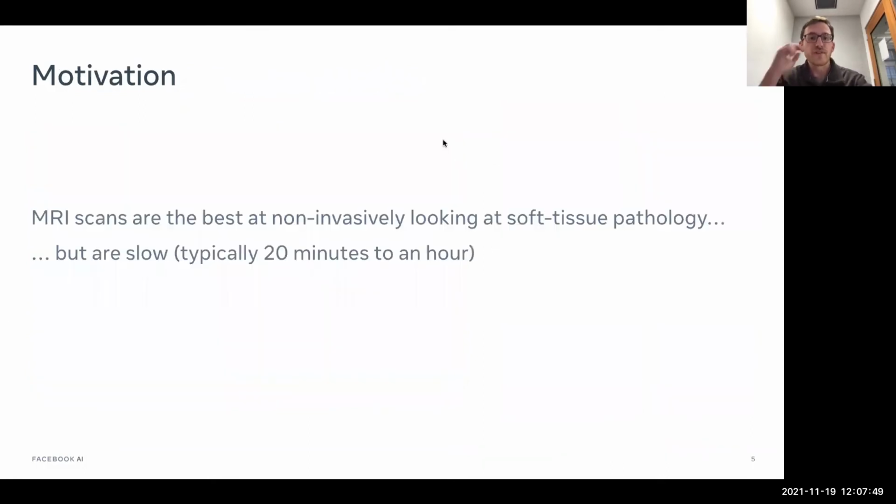The issue with MRI scans is that they're kind of slow. They're arguably the best at looking at soft tissue pathology, but they're slow. Oftentimes an MRI session will take 20 minutes to an hour. This slowness is a big factor that hinders it from wider adoption in the medical imaging community, especially compared to X-ray, CT, and ultrasound. So to increase the usability of this particular technology, we would like to shorten the time of an MRI scan.